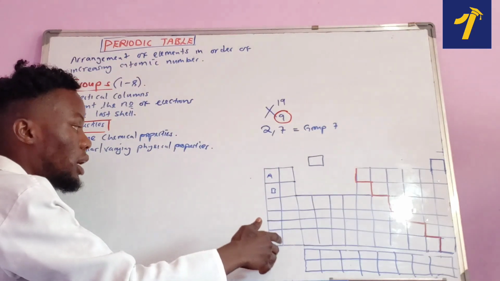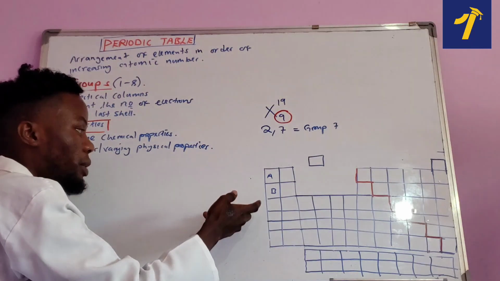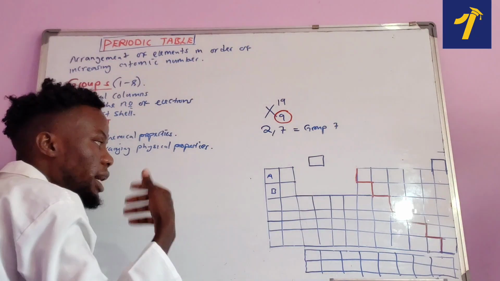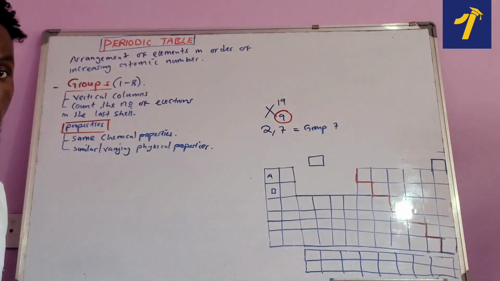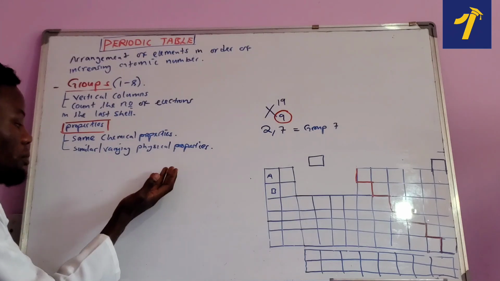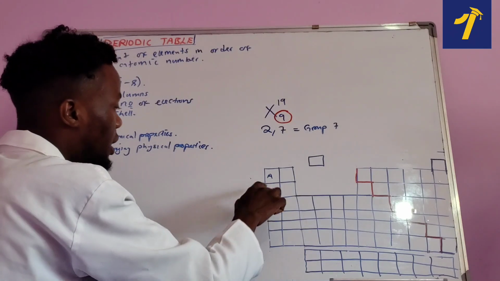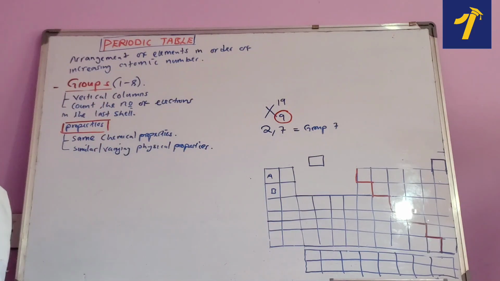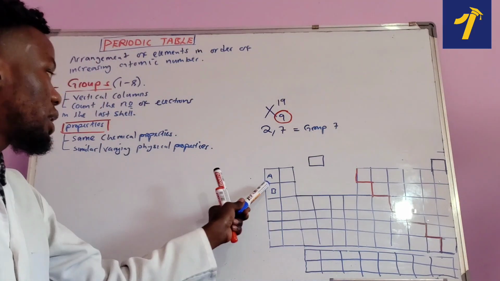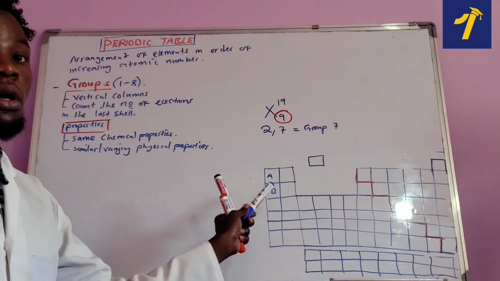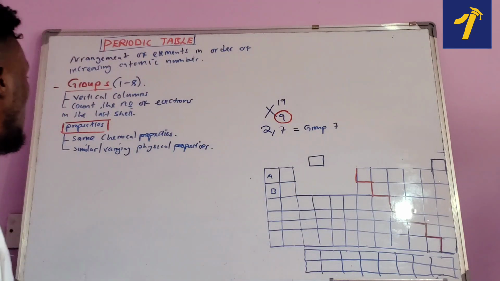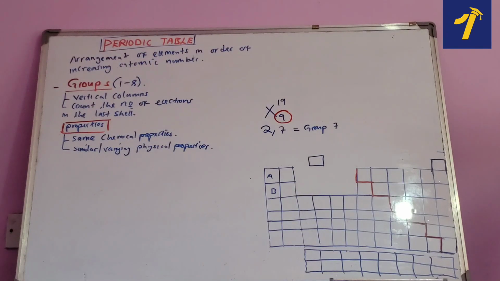As you can see, A and B are in the same group, which is in the same vertical column. Now, if you talk about the physical properties of element A and B, they are going to be similar, but they are going to vary in some certain physical properties. No wonder I said varying physical properties. Reason being, if you talk about the boiling point of element A and the boiling point of element B, it's going to differ. This one maybe can have 110 and this one maybe can have 150 degrees Celsius boiling point. So it differs. Okay, so those are the important points that you need to understand.